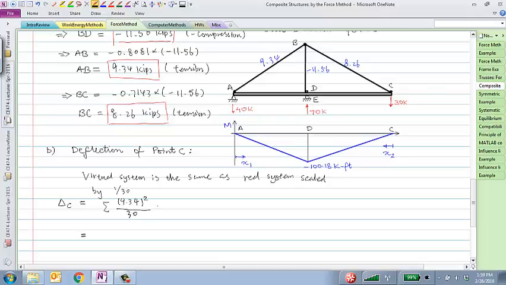And then times the length, which is 3 square root 2. And then plus the second member, 8.26 squared over 30 again, then times the length, which is 5 over AE. And then the last member, 6 over 30 over AE. So those are the members of the truss structure.